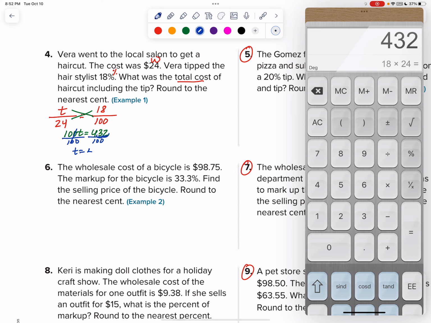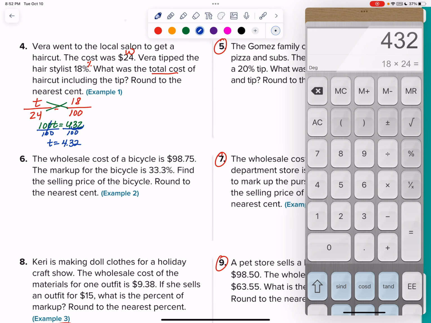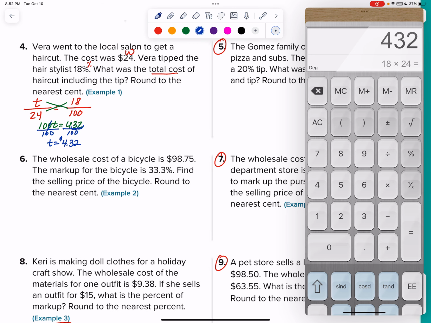Swoop, swoop. Okay, and there you go. Okay, so t equals $4.32. So there's the tip. So what was the total cost? Let's go ahead and add these up. So we have $24 plus $4.32, and we have $28.32 total. And there we go.